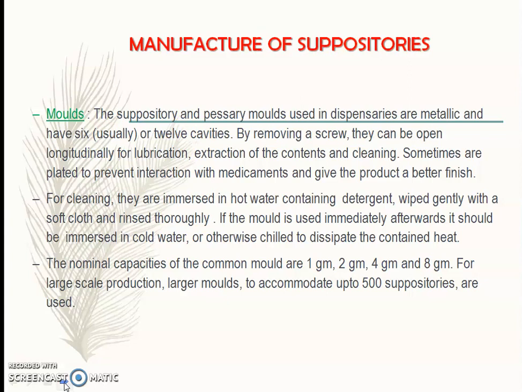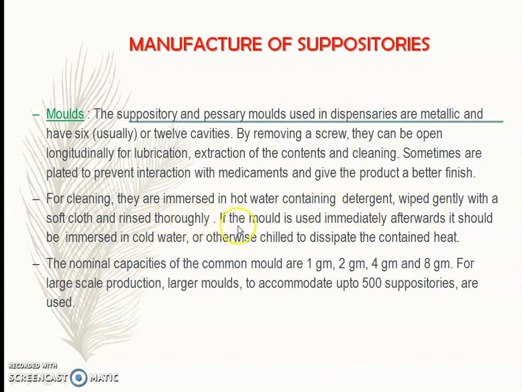For manufacturing of suppositories, first we should know about molds. The suppository and pessary molds used in the dispensary are metallic and usually have 6 or 12 cavities. By removing a screw, they can be opened longitudinally for lubrication, extraction of content, and cleaning. Sometimes they are plated to prevent interaction with the medicament and give the product a better finish. For cleaning, they are immersed in hot water containing detergent, wiped gently with a soft cloth, and rinsed thoroughly.